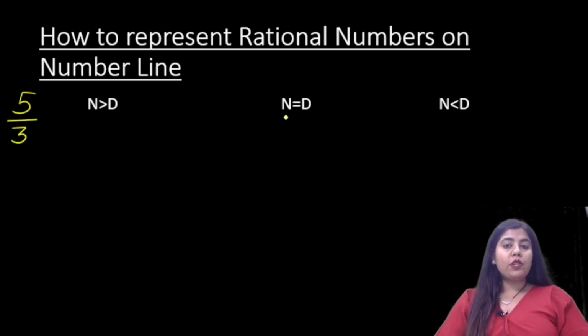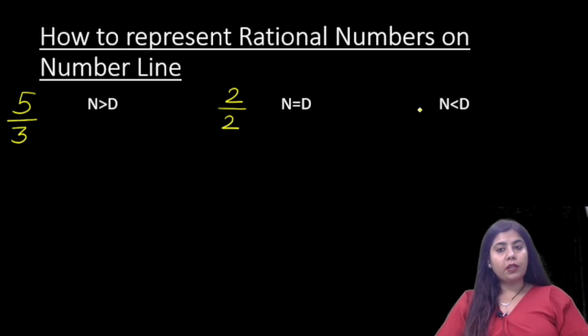The second case is when the numerator and denominator are both equal, which means 2 upon 2. Right? And next is when the numerator is less than the denominator. Numerator less than denominator means, for example, 2 upon 3.